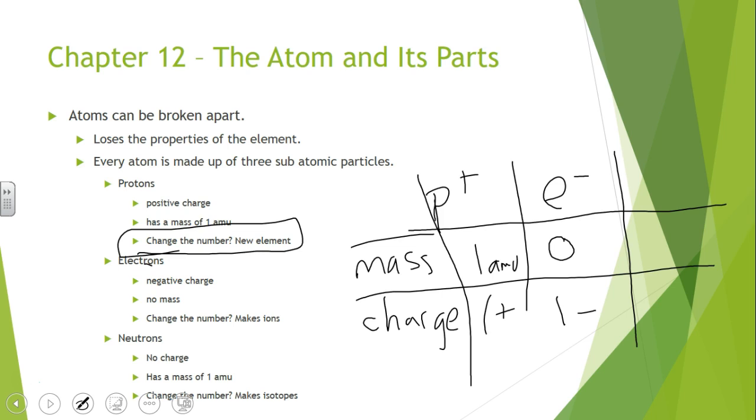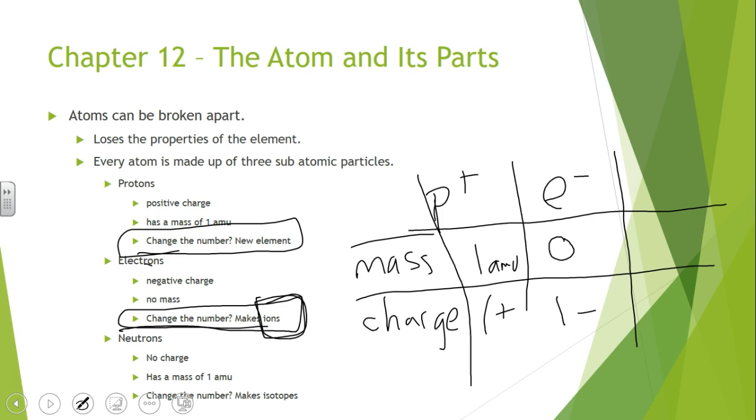Just like if we change the number of protons, we get new elements, when we change the number of electrons, we make something called an ion. There's a future video about ions specifically, but that's the terminology we need to know: changing the number of electrons makes something an ion.